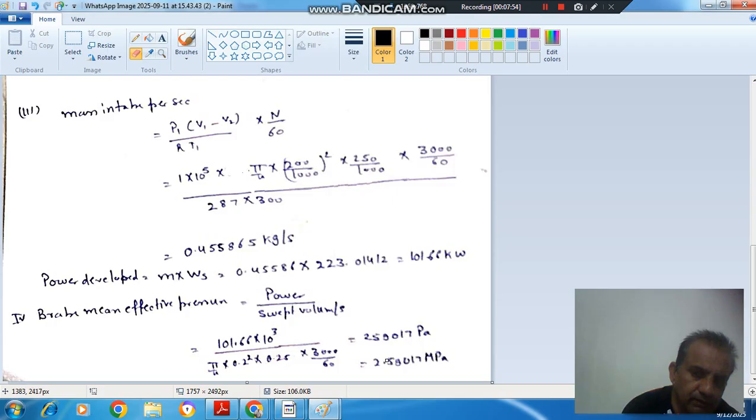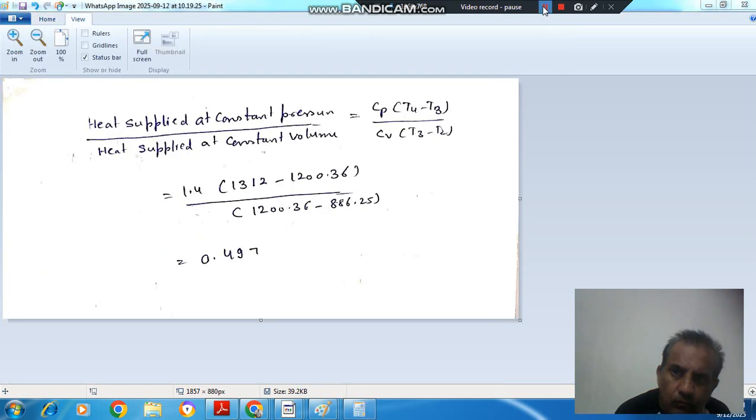Next part is to find out the ratio of heat supplied at constant pressure to heat supplied at constant volume. That is Cp (T4 minus T3) divided by Cv (T3 minus T2). Putting the values of Cp by Cv as 1.4 and the values of T4, T3 and T2, we can get this ratio, that is 0.497.